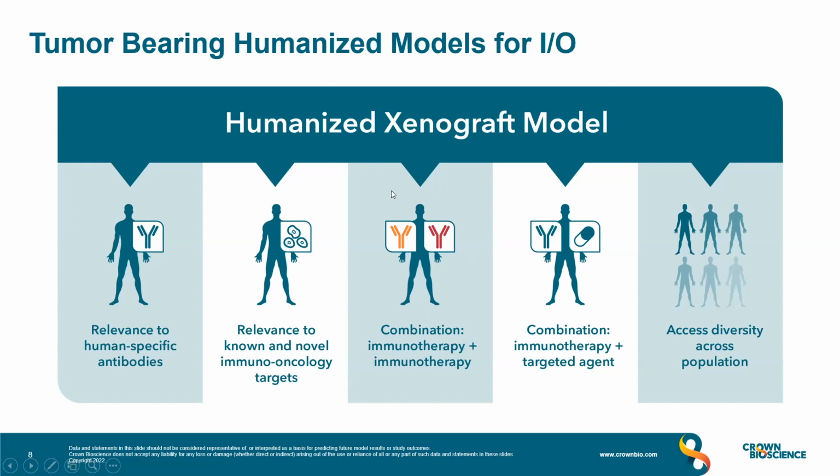You can actually design experiments looking at the effects of combo immunotherapy treatments, which is more and more the standard operating procedure nowadays in cancer therapy. You can also combine immunotherapies with targeted agents, namely like driver mutations. And finally, these models can access the diversity across populations for both the immune system and for the tumor diversity, which is also a powerful appeal to these models.